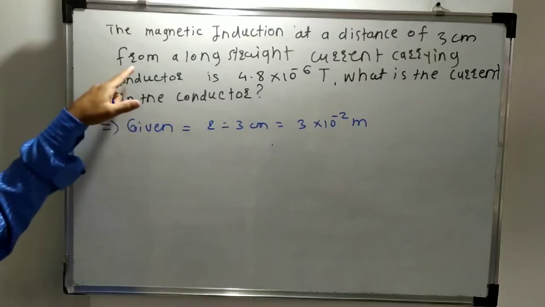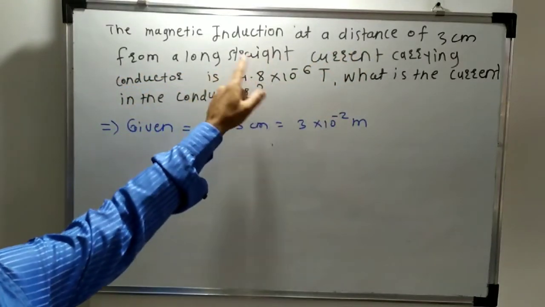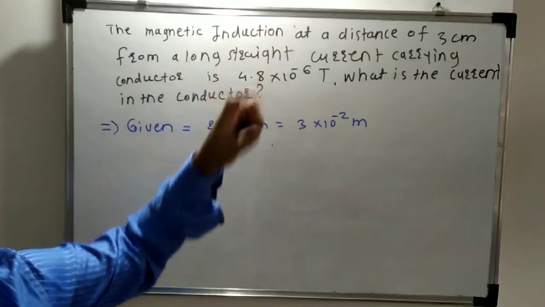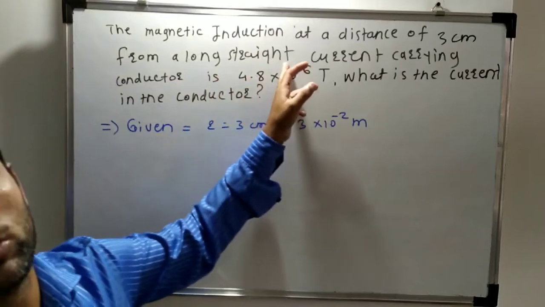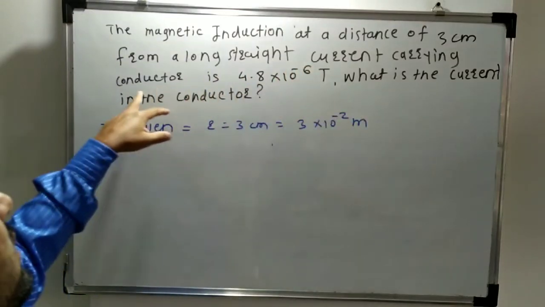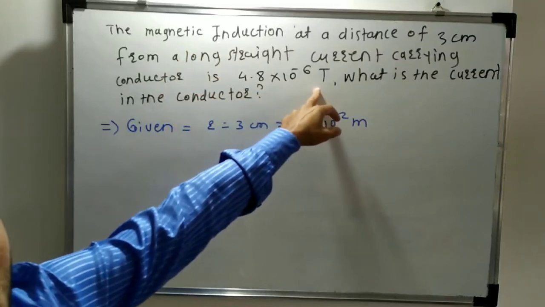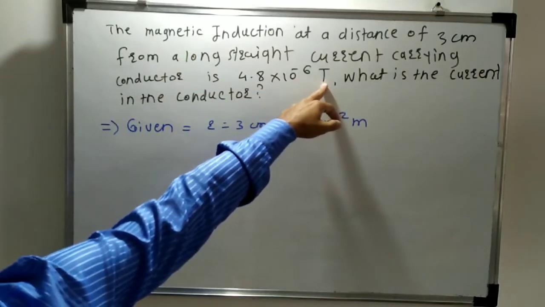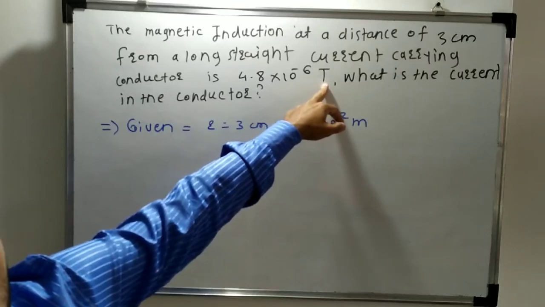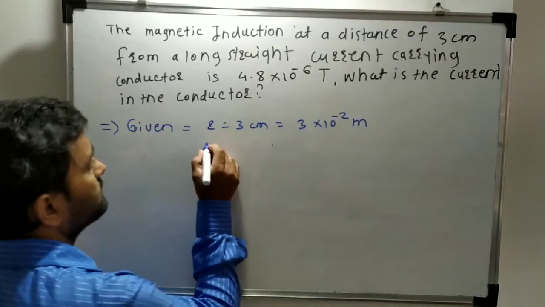So the distance is given. From a straight current, so straight is a very important word. Long straight, so this is a condition. Which type of conductor is it? It is a long straight conductor carrying current, and the magnetic induction is given. This is not the value of current. Why? Because Tesla is given. The unit is Tesla, which is the unit of magnetic induction. So B is given.